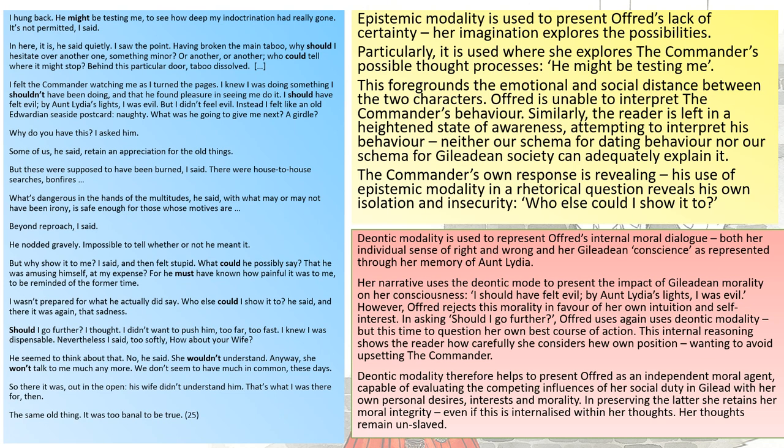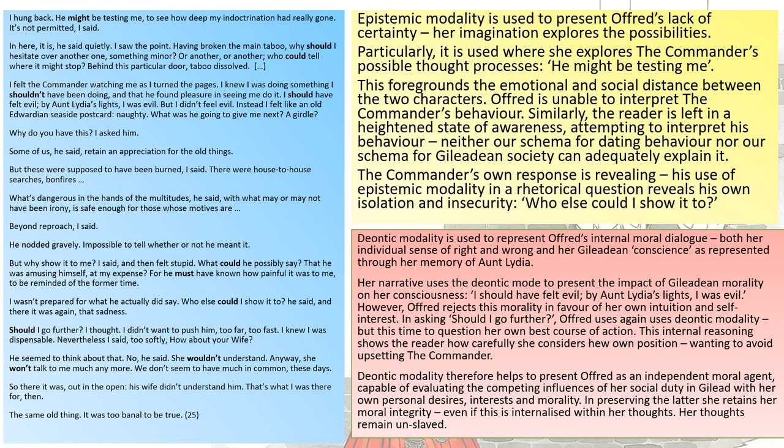She asks, "Should I go further?" She has a question here about what's best for her to do, and this internal reasoning, I suppose, shows us that she is carefully choosing her own position within this very difficult and unprecedented situation. So these competing moral worlds on Offred, her duty towards herself, but also her duty to be a good citizen of Gilead, as Aunt Lydia would expect, are presented through deontic modality. And they present her as an independent moral agent, someone who has to evaluate competing influences of her social duty and her own individual and personal desire and morality.